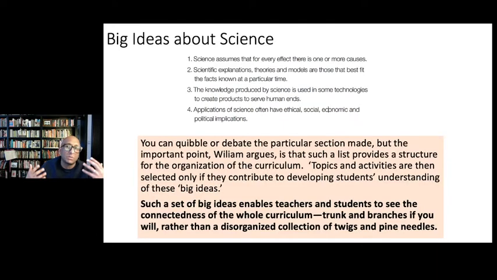Or then he simplifies it further into big ideas about science. Science assumes that for every effect, there is one or more causes. Scientific explanations, theories, and models are those that best fit the facts known at the time. The knowledge produced by science is used in some technologies to create products. Applications have ethical, social, economic, and political implications, okay?